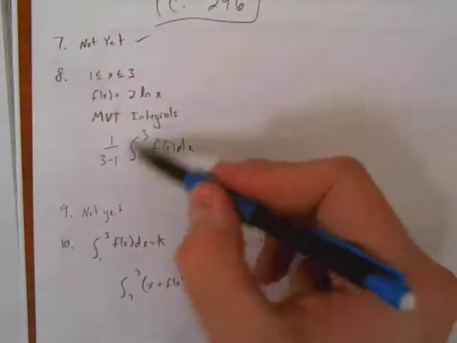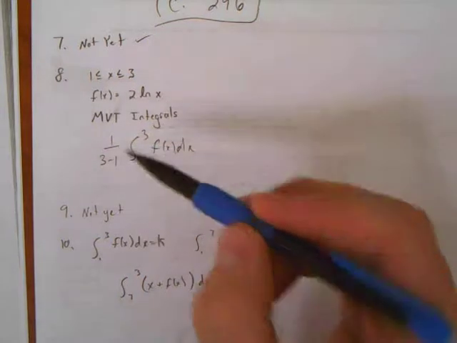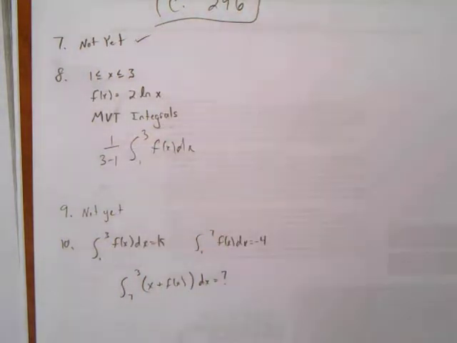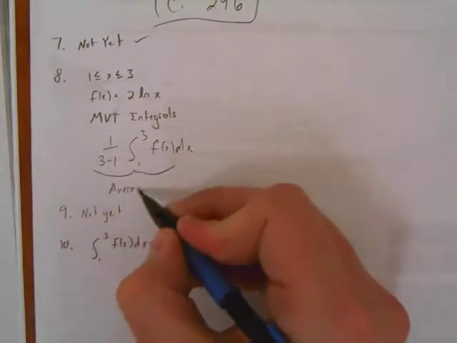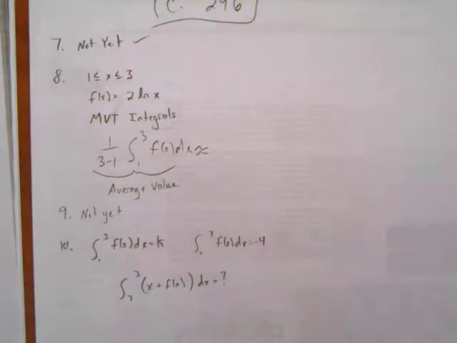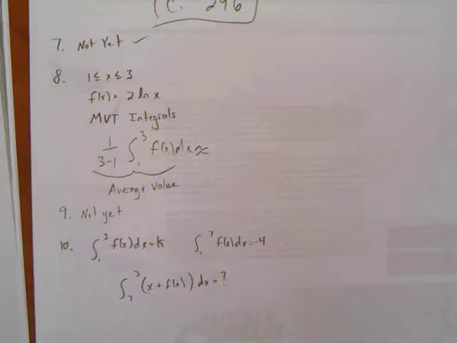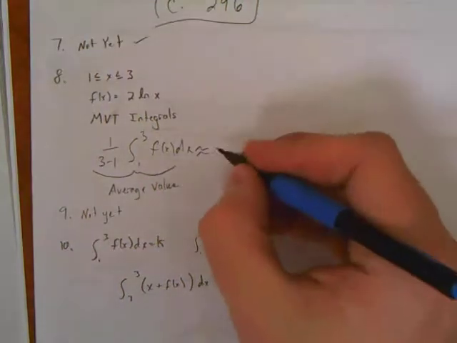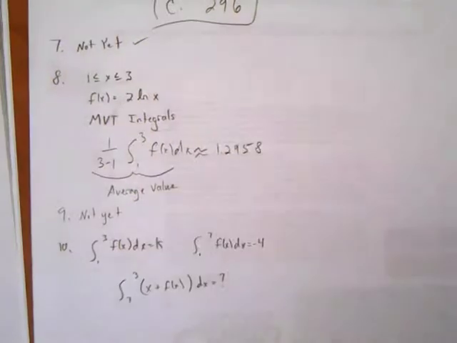So this is just the area underneath the curve. And what we're doing is dividing it by the width of our interval. And that gives us the average value. Okay, so this right here is the average value. So when we do that, we get, let me type it in here. Approximately 1.2958. Now this is the average value.